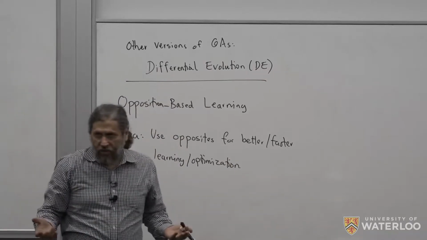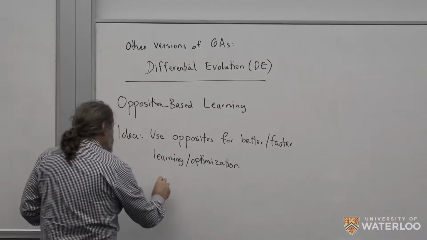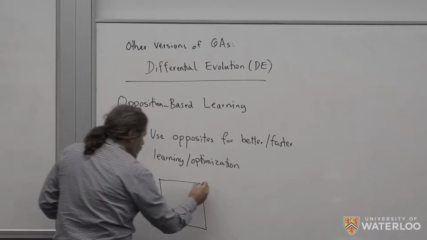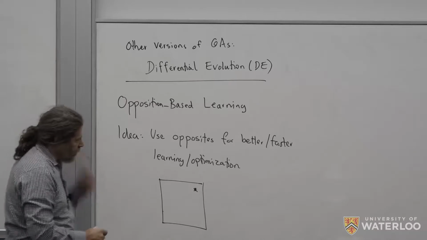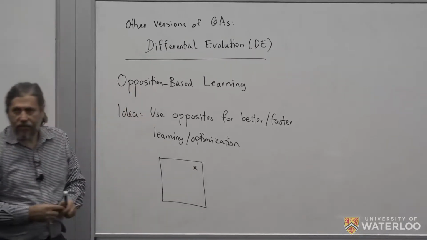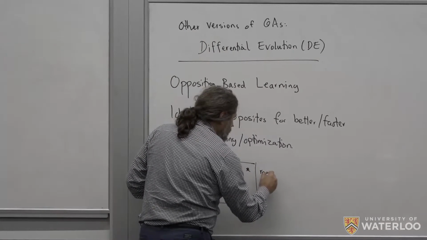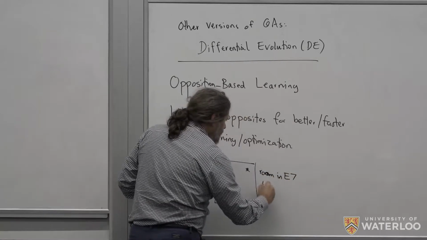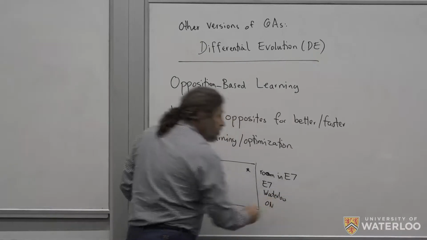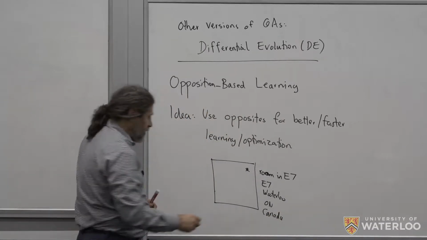So use opposites. So my first question is, what do you mean by opposite? What is opposite? So if this is a space and I lose my cell phone in this space, so this is my cell phone, I lose it. And then I want to start sampling, and how do I find my cell phone? So the question is, is this space this room in E7, is it E7? Is it the city of Waterloo? Is it Ontario? Is it Canada? Or is it the Milky Way galaxy?